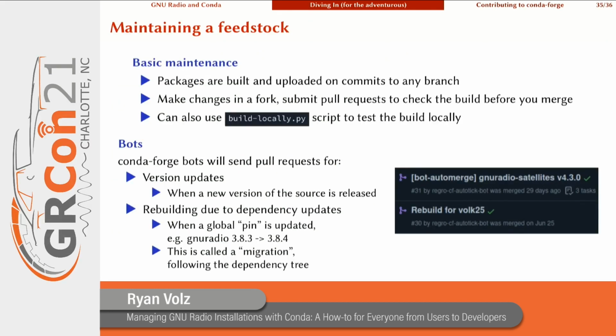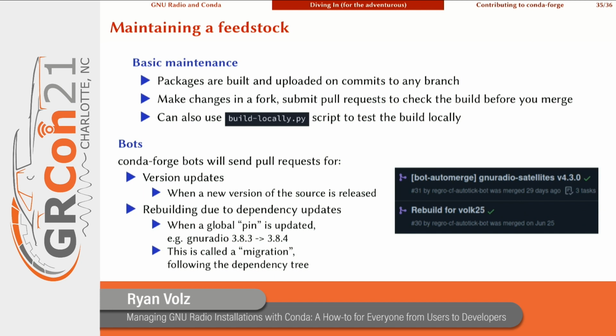To keep a package updated once you have it as a feedstock, you need to know a few things, and one of those is that packages are built and uploaded on commits to any branch. So when you want to make changes, you'll want to do them from your own fork of the feedstock repository and submit pull requests to the main branch in order to check that the build works before you merge it. You can also use the build locally script to test the build locally on your machine.